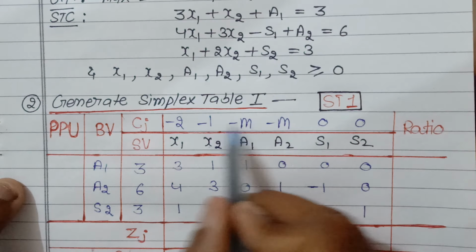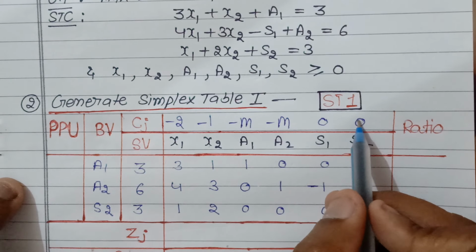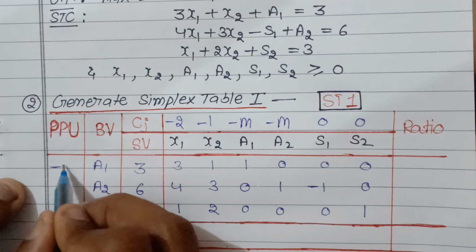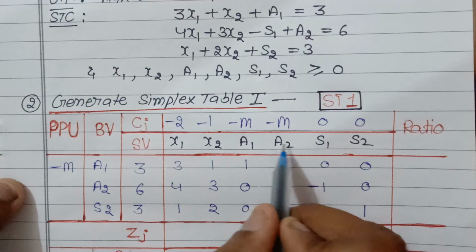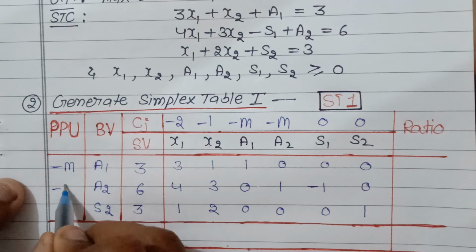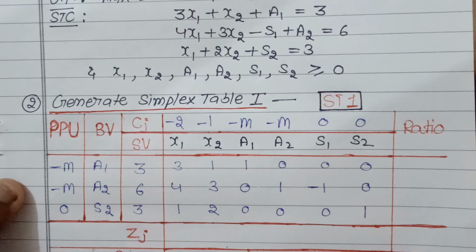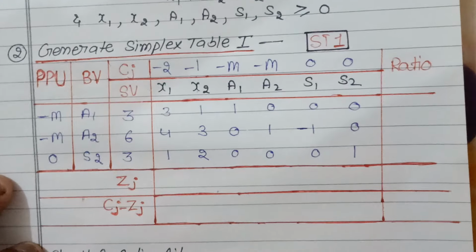So let us have a look at the first row of the simplex table. Here you will see that on top of a1 the value is minus M, so we write minus M here. Similarly for a2 the value is minus M. Again for s2 the value is 0. Okay, now we have to find the value of Zj.